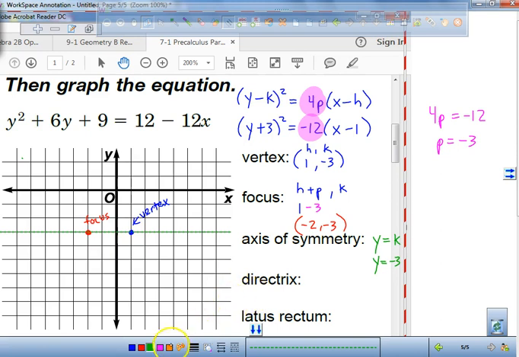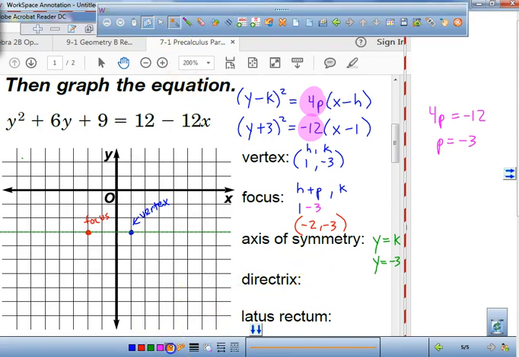Directrix. Is it like 3 over from the vertex? You're right, that's right. See how it goes? 1, 2, 3. So it's just 3 over from the vertex, but remember, it's going to be a line perpendicular to the axis of symmetry. That's your directrix.